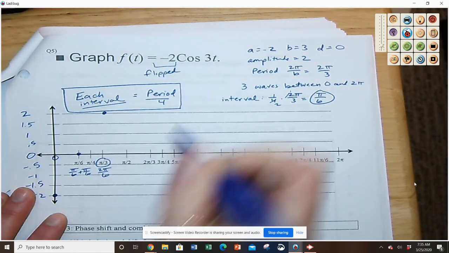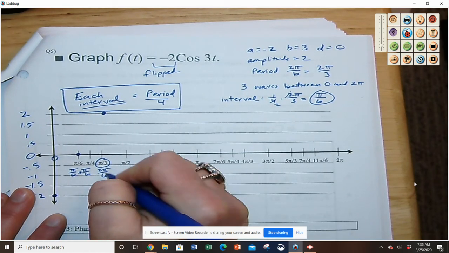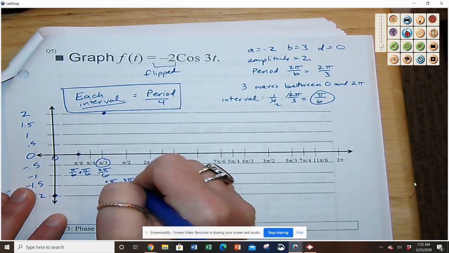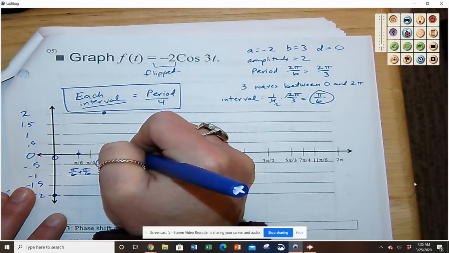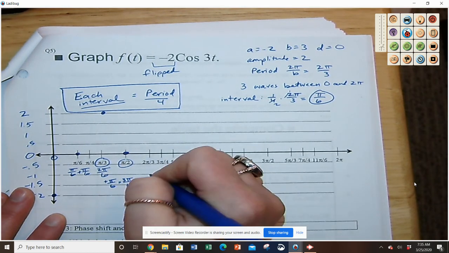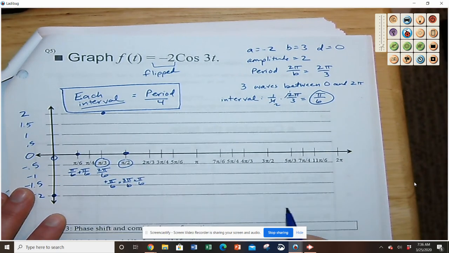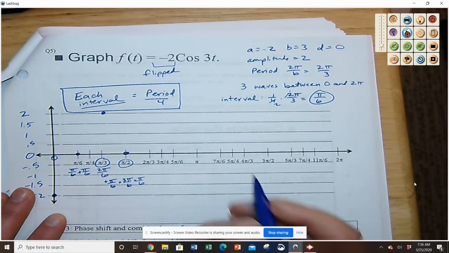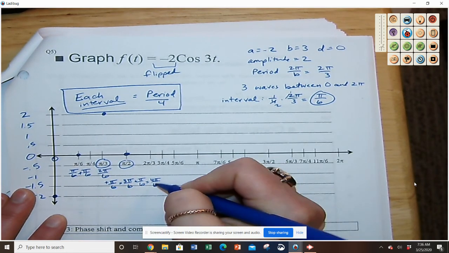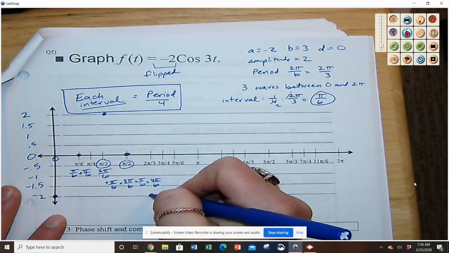So each part, I'm adding pi over 6. So when I add pi over 6 here, I get 3 pi over 6, which is pi over 2. So now that's going to be my center line value. And now I'm going to add pi over 6, which is easier to do from the non-reduced fraction, and you get 4 pi over 6. Okay, and that reduces to 2 pi over 3, and that's going to come back down here. And then you would just keep repeating.